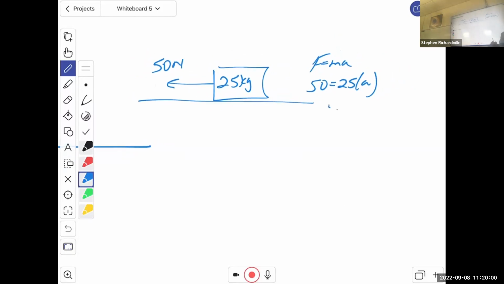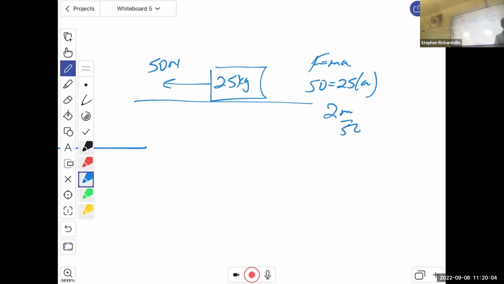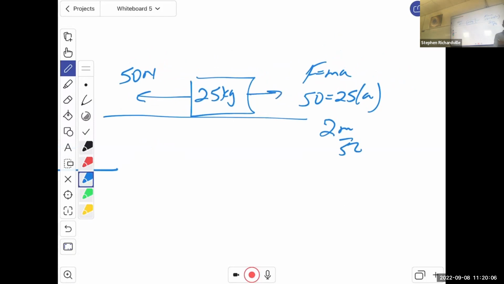So a would be 2. Pretty easy. What if I were pulling this way with a 25 Newton force? Well, then there's 50 Newton force to the left, 25 Newton force to the right. My net would be 25 Newtons. So a would just be 1. Is that fair? It's just F equals ma.